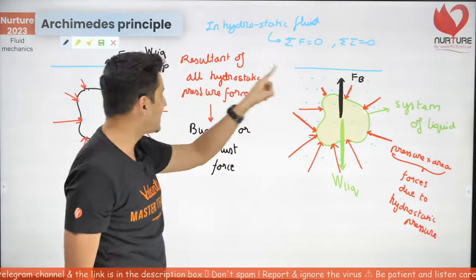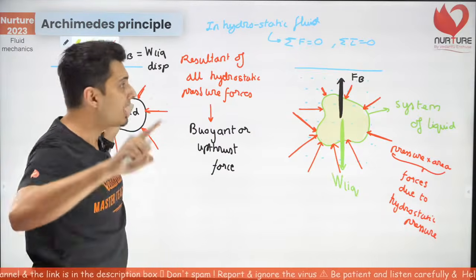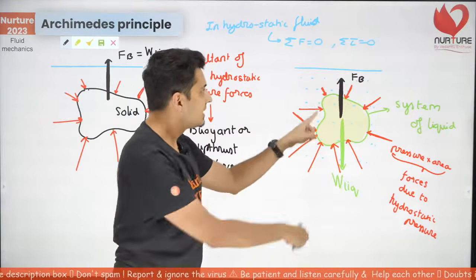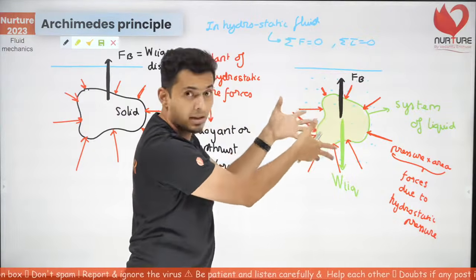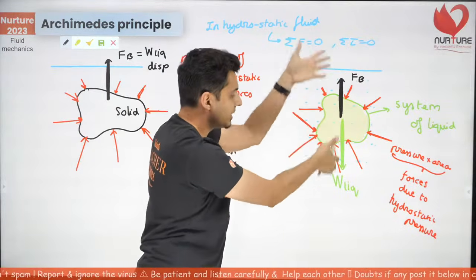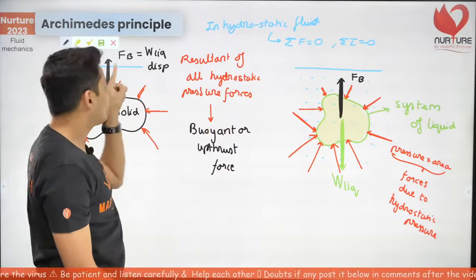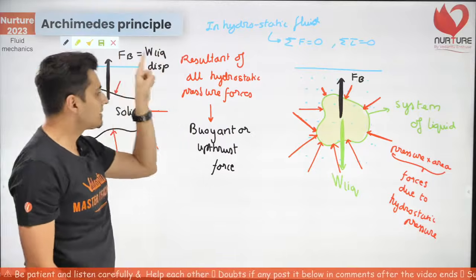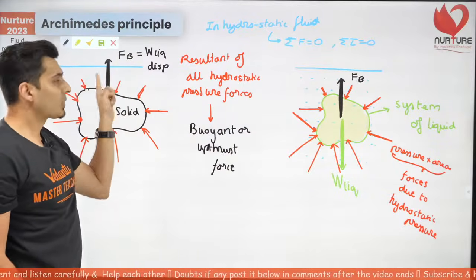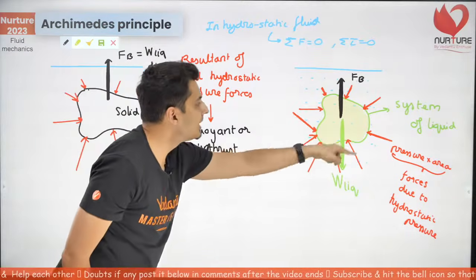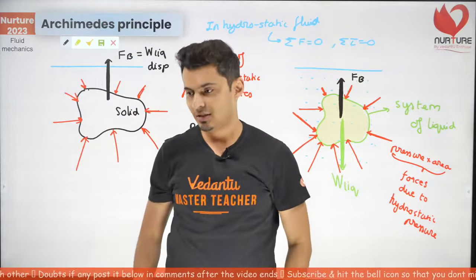It will also have the same resultant as this, and that resultant must be equal to the weight of the liquid, because that liquid, when it was there, should be at rest, so they should cancel out each other. Hence, if this is equal to this and this is equal to this, this is equal to this. So the resultant of all these forces is equal to the weight of the liquid displaced.